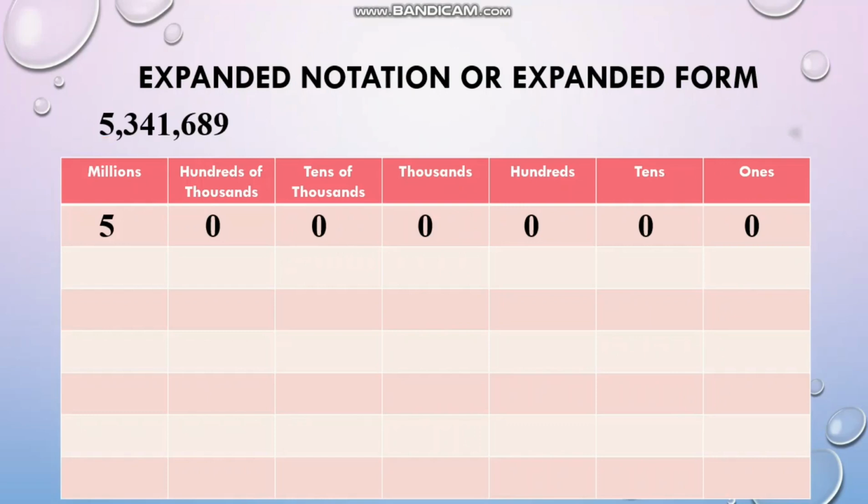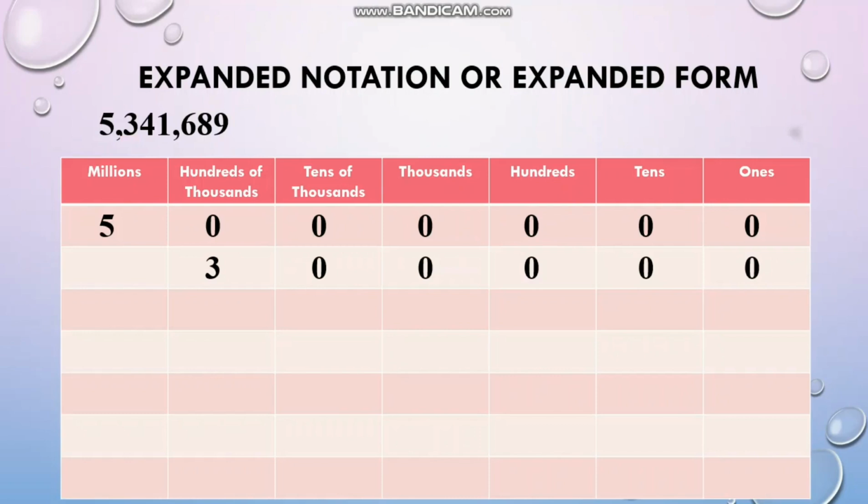Let's go to the second digit, 3. The digit 3 represents hundreds of thousands. So in the second row, we write 3 in the hundreds of thousands column and 0 in the rest of the columns because we're only focusing on one digit at a time.